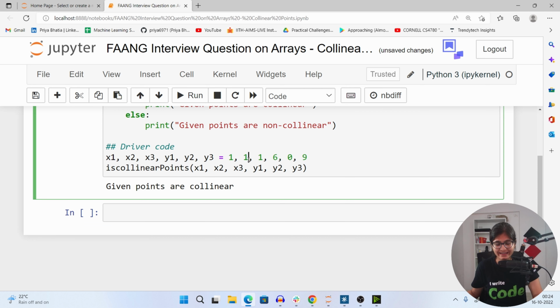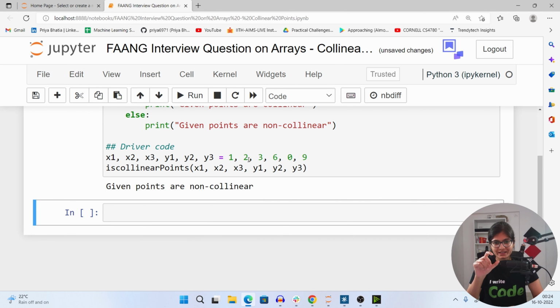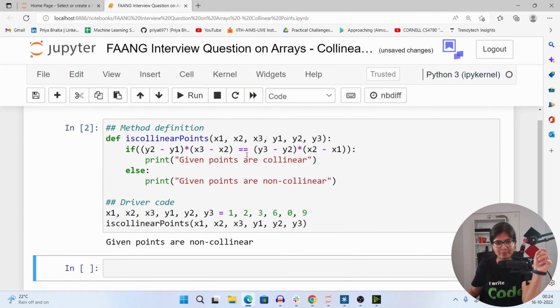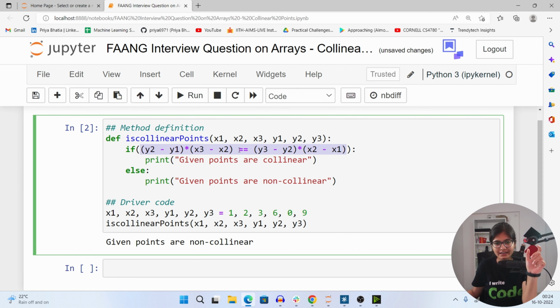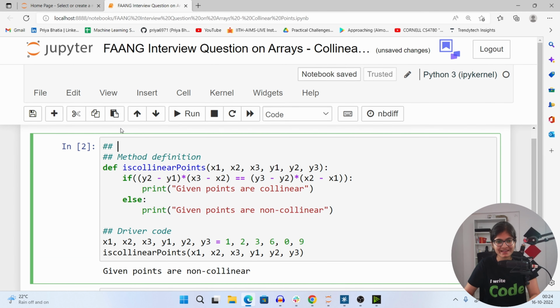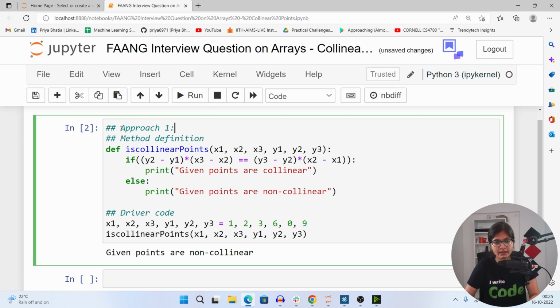If I just change the axis, like 1, 2, 3, let's see. Because I have changed the axis, even if you apply the same formula, you will get that the left hand side is not equal to the right hand side, and that's why the points are not collinear here. So this is the basic approach, approach number 1, where we are trying to check the collinear points using the slope concept, checking whether the points are collinear or not.